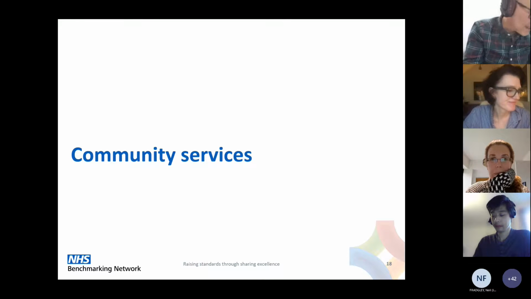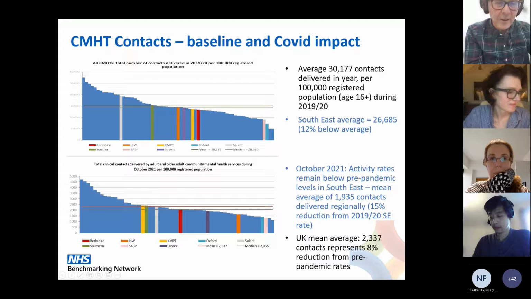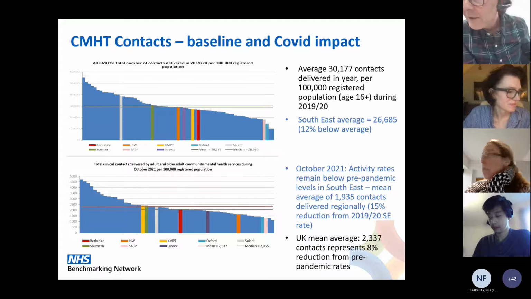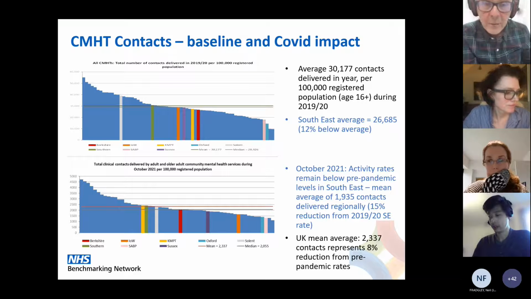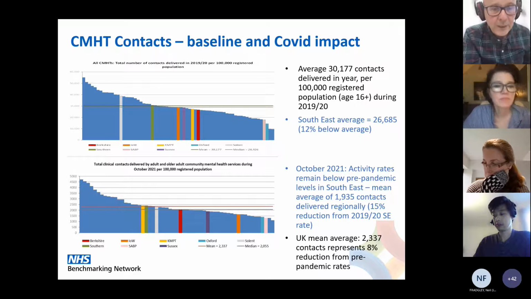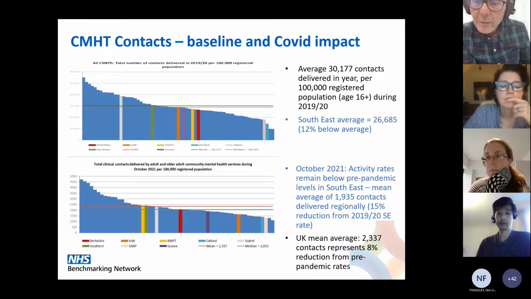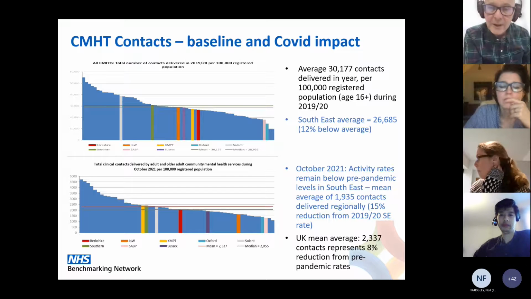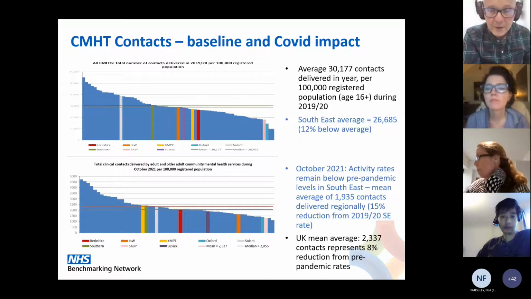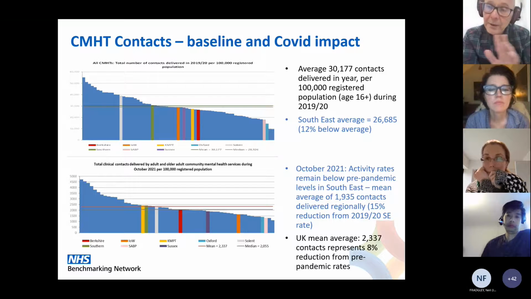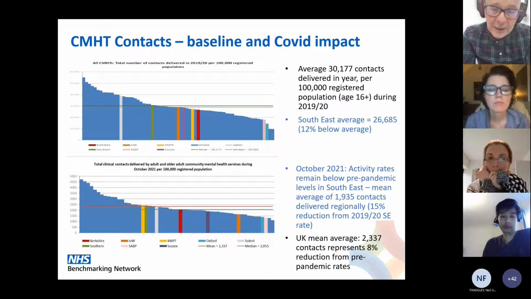So let's look at the community data then. So what we have here is the overall contact rate. So remember, the top chart here is the pre-COVID data. So the region was about 12% below the national average there, at about 26,000 contacts per 100,000 population. What we see nationally now, though, is that the national contact rate has fallen since COVID. So fewer people get interventions now than they did pre-COVID.